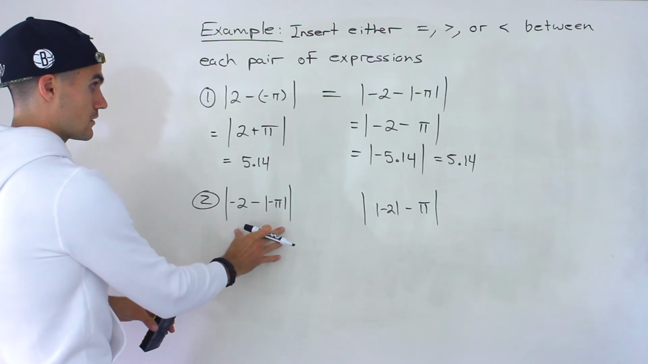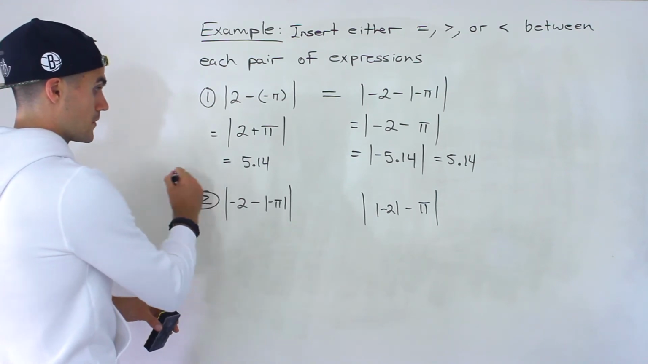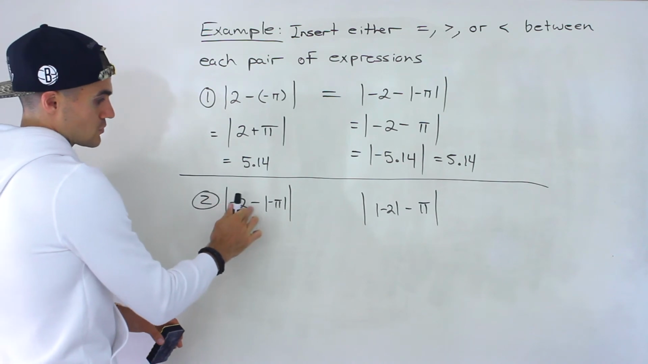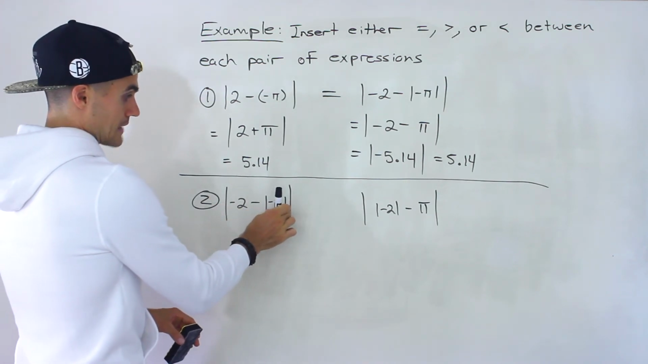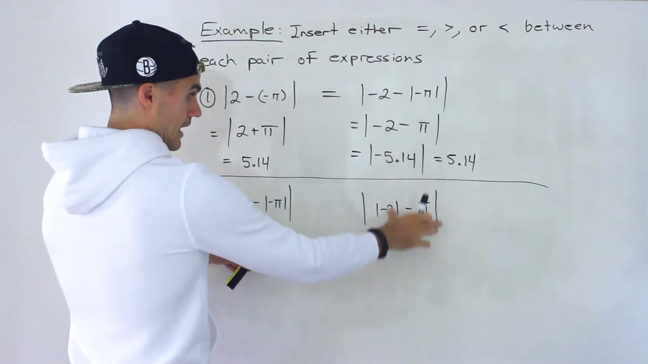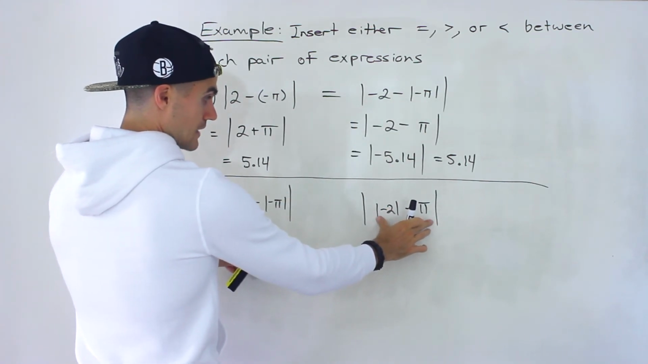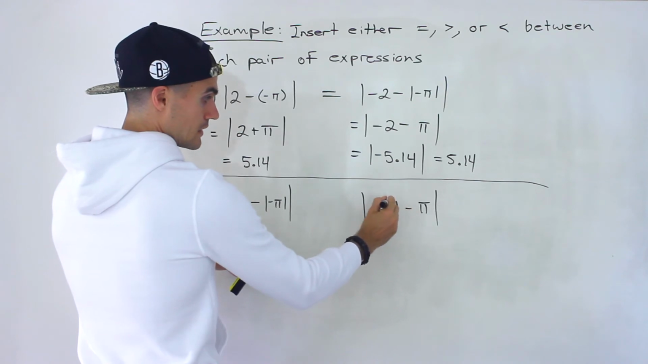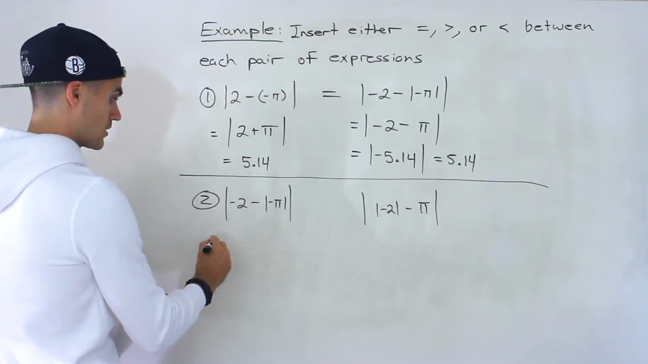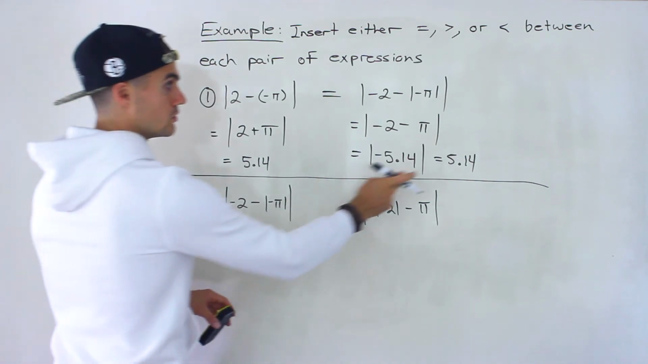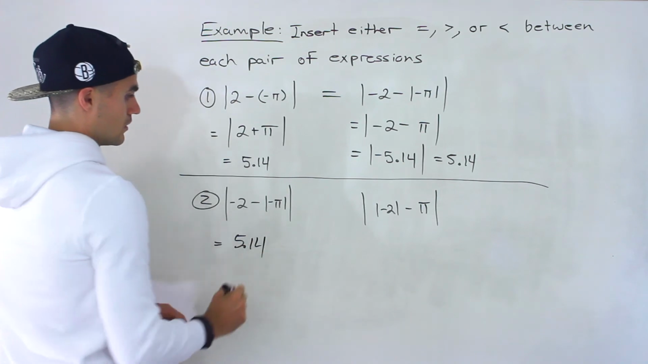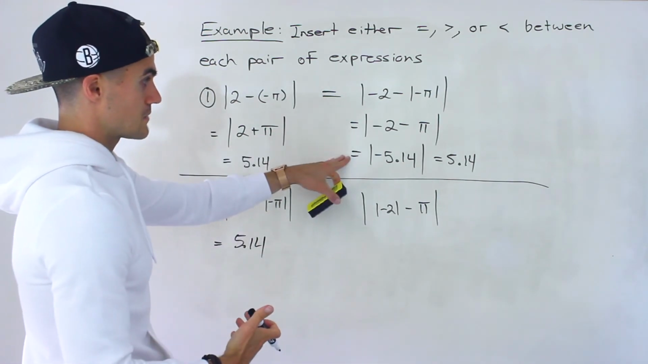Now over here with number 2, we got the absolute value of negative 2 minus the absolute value of negative pi. This is actually the same thing as this over here. And then here we'll have the absolute value of the absolute value of negative 2 minus pi. So what's going to happen here? Well, this we already know is going to simplify to positive 5.14, if we go through the exact same steps here.